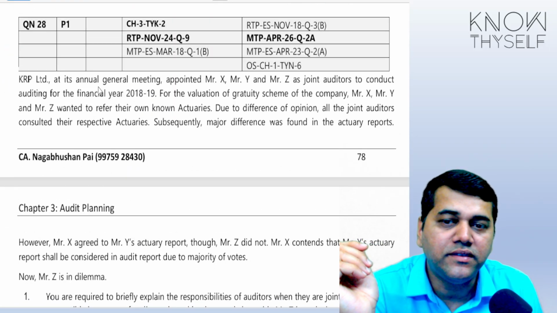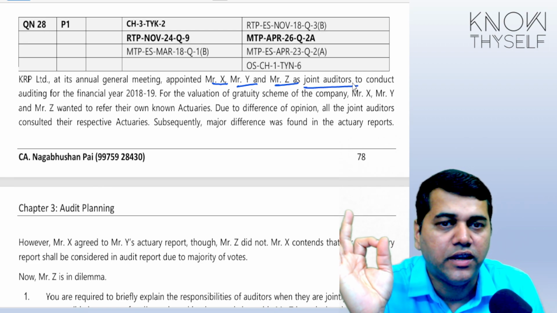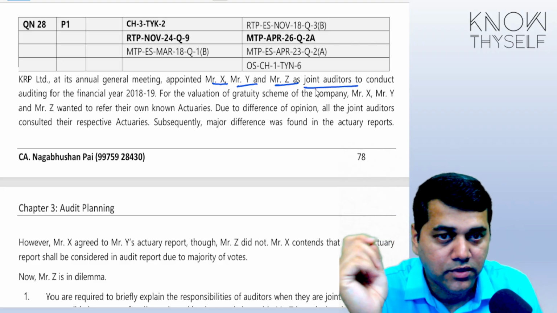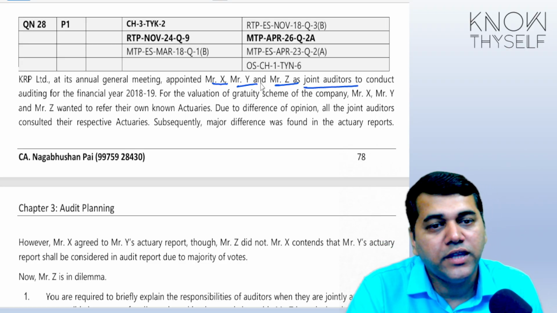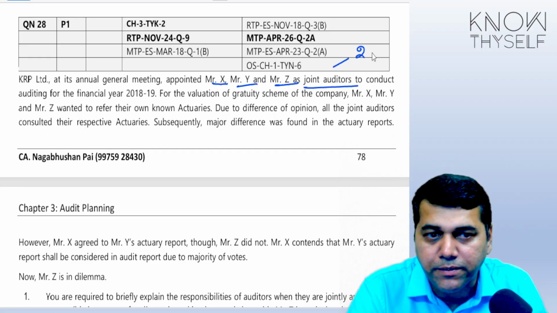Now, the next one: at its AGM, the company appointed Mr. X, Mr. Y and Mr. Z as joint auditors. Another fantastic question, friends. Very lovely question. Now you see here the twist which is going to come. Now they appointed joint auditors. So by looking at this joint audit, your mind will take you to chapter number 2, SA number 299.